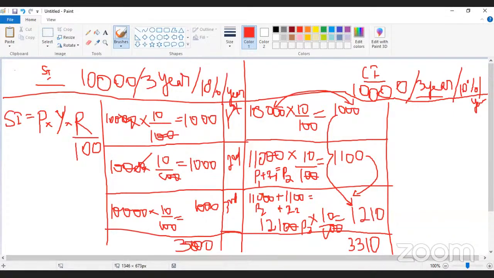So here I have paid just 3,000 rupees. Here I have paid 3,310. Here we have paid 3,000, there we have paid 3,310. So in compound interest, do we pay more, or in simple interest, do we pay more?